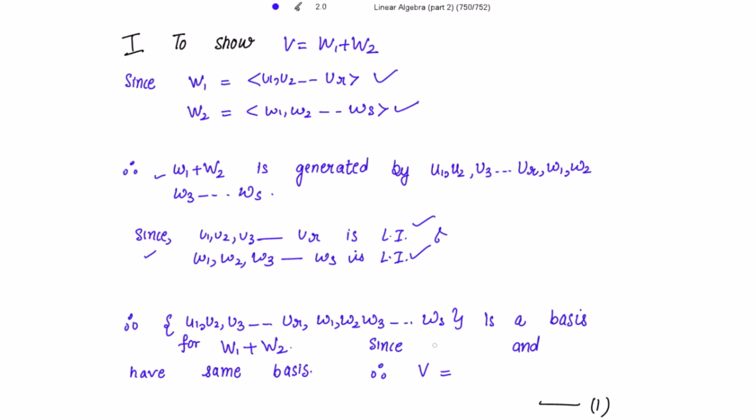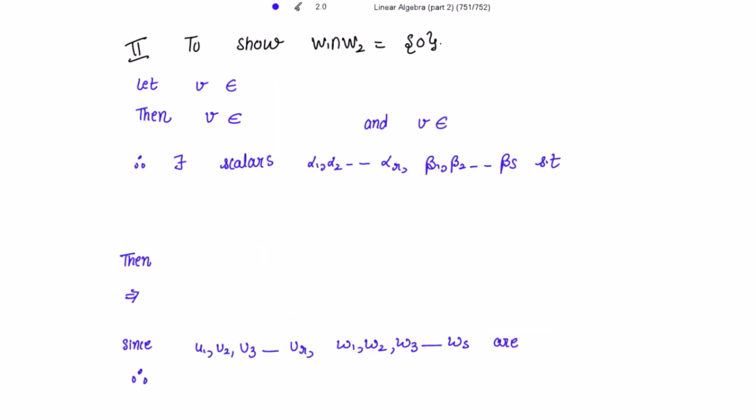Now since the sum of the subspaces and V have the same basis, right? So therefore what can we write? Therefore V is actually equal to W1 plus W2, right? The first thing is cleared. The first part is over. Now to show that the intersection of subspaces is the 0 element, right?